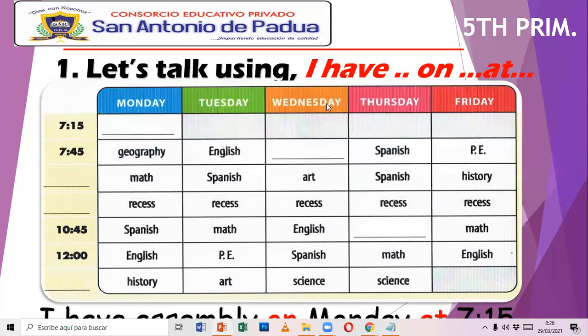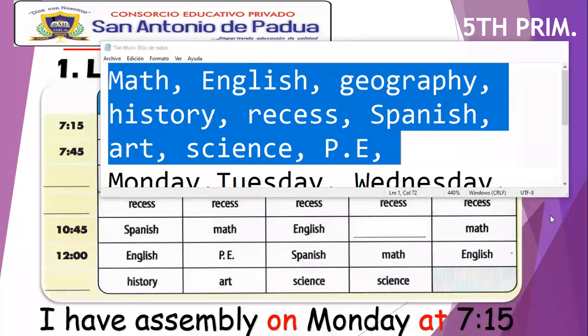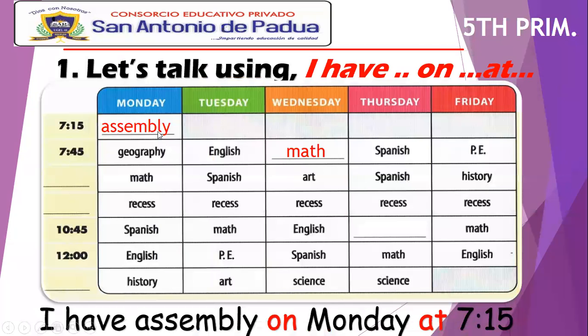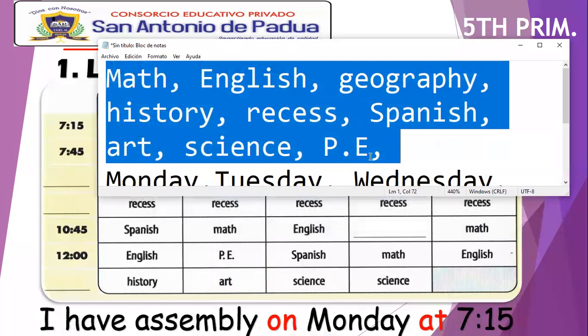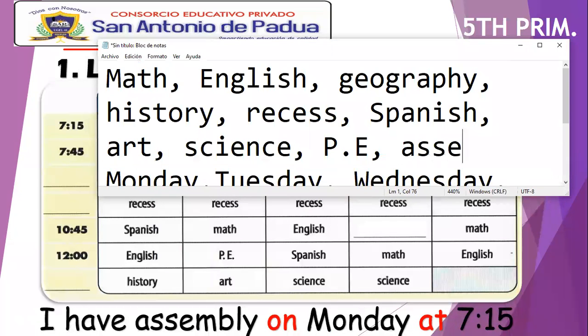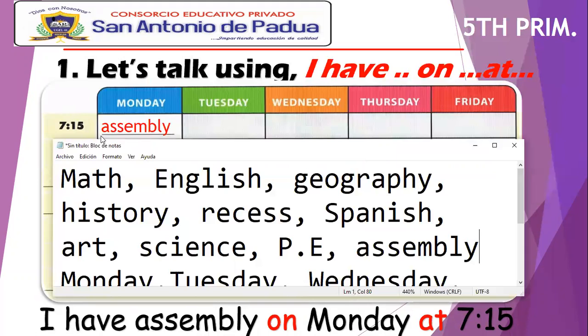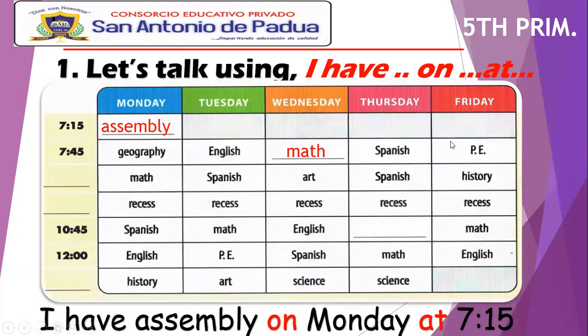So please, we are gonna complete. For example, we have here, let me check this board, good. For example, we have assembly. Do you know what's the meaning of assembly? Assembly means, for example, formación. In the morning, we have assembly, tenemos formación, right? Normally, yes. Cuando es una clase normal, we have assembly. Well, in virtual class, we don't have assembly, right? We don't have that. Okay, good, excellent.